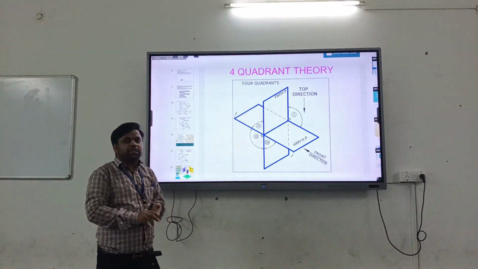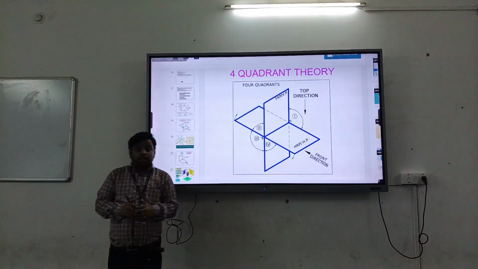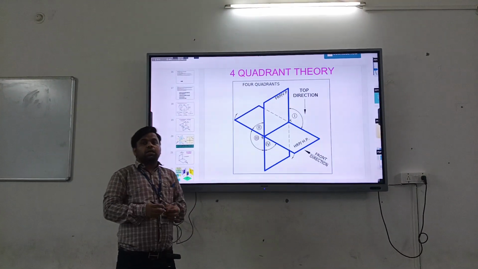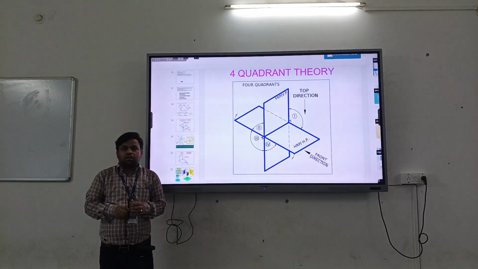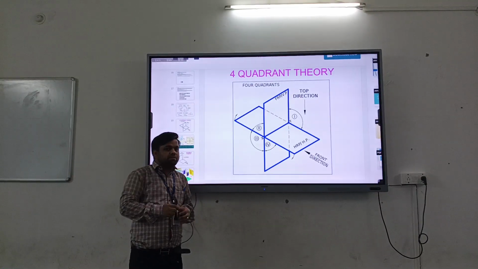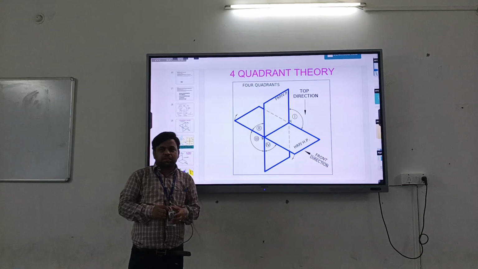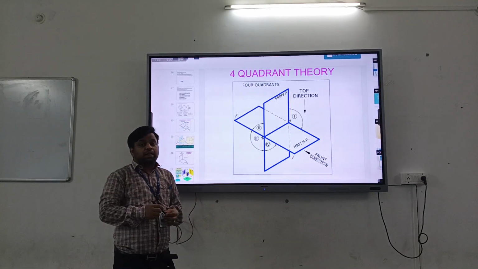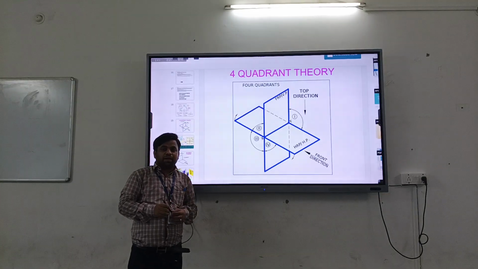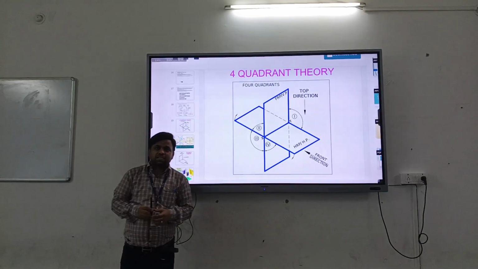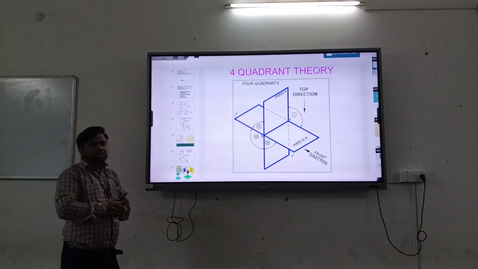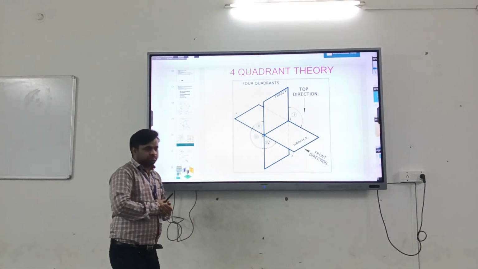So engineering drawing basically deals with the representation of machine drawing, civil drawing, and electrical engineering drawings on paper with proper dimensions and shapes as per the specification. So here we start with the basics of engineering drawing.